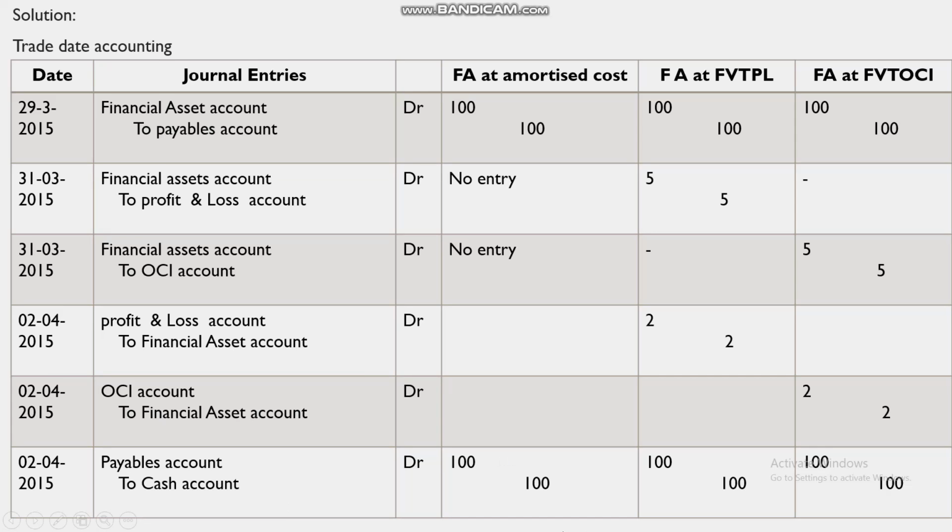So what is the profit for us right now? On 31st we got 5 lakh of profit and on 2nd we lost 2 lakh.